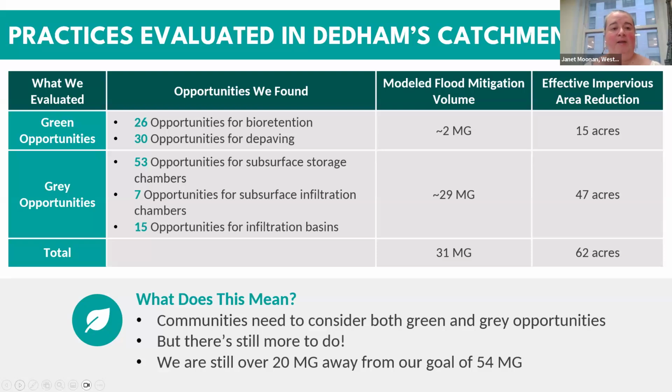We had a significant number of large-scale gray infrastructure opportunities as well. And those did in the modeling mitigate almost 30 million gallons. So in total, we got to just over 31 million gallons and 62 acres of impervious reduction, which is pretty significant. But we learned communities really have to think about both green and gray together. One or the other is not really going to solve everything, and there's always more to do than we expect. Even in this catchment, we came up with a very aggressive approach, and we're still 20 million gallons away from our 54 million goal that Indrani was talking about.